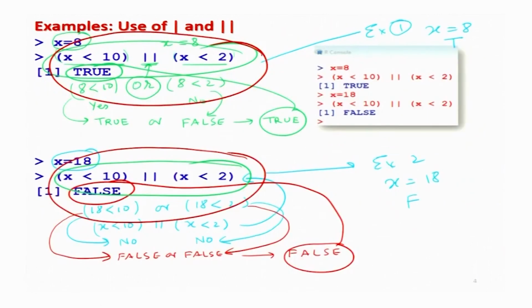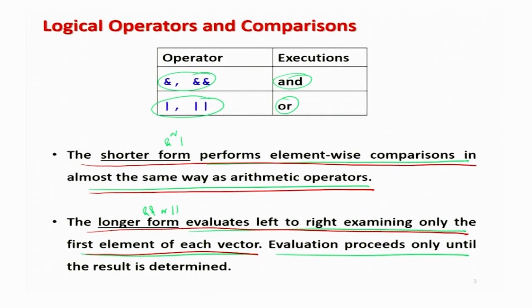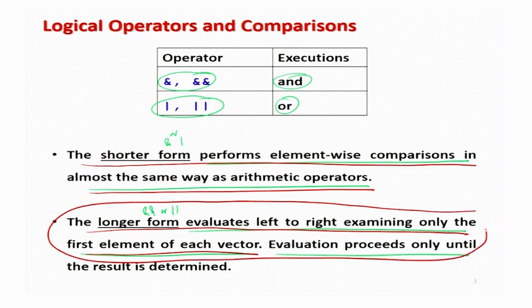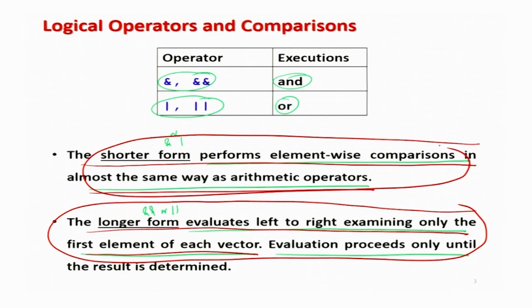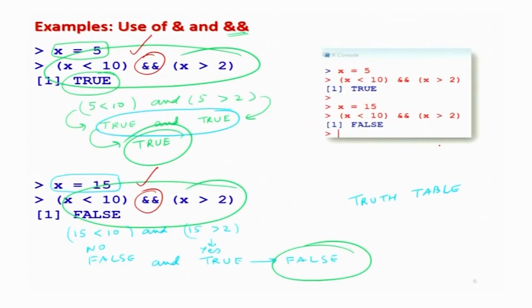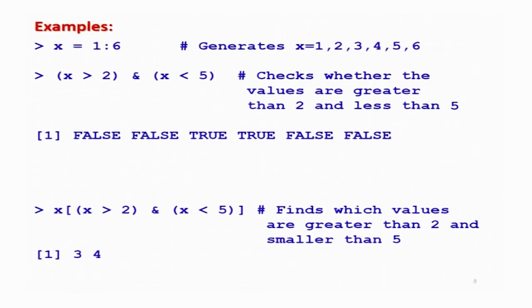And once again, if you look at this statement which I showed you, this is the same thing. I am writing down here that the longer form evaluates left to right, examining only the first element of each vector, right, and the shorter form performs the element-wise comparison in almost the same way as the arithmetic operators. So, now I hope I have made this aspect clear, and I have shown you how you can use this. After this, I will take one more example and show you how things are working, and through this example I will give you some more operations which can be done on this R software with the logical operators.